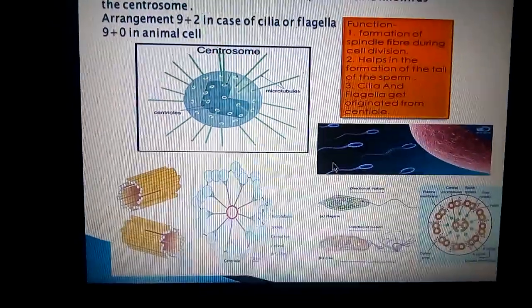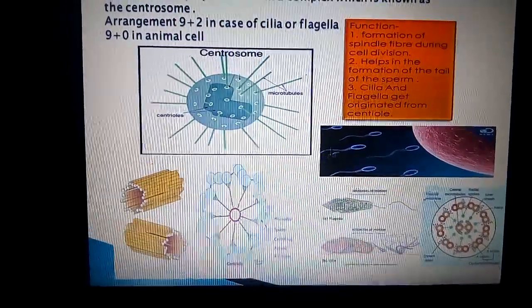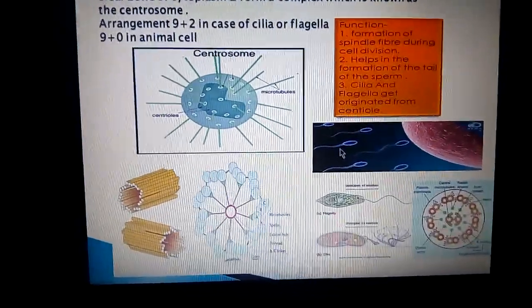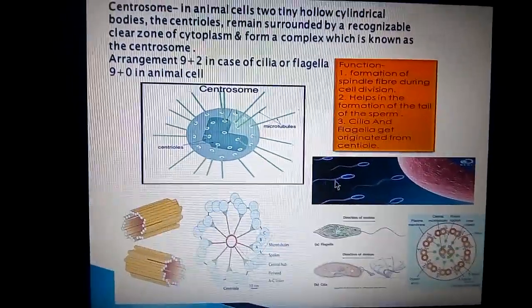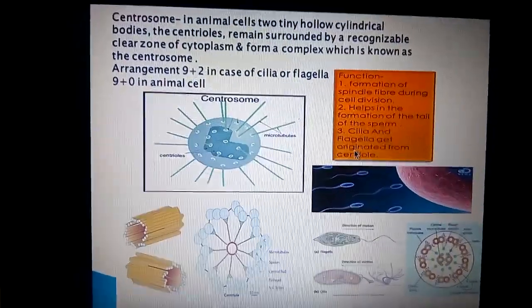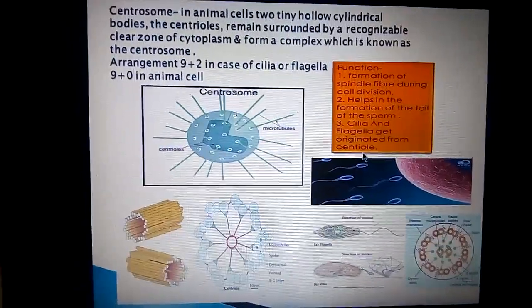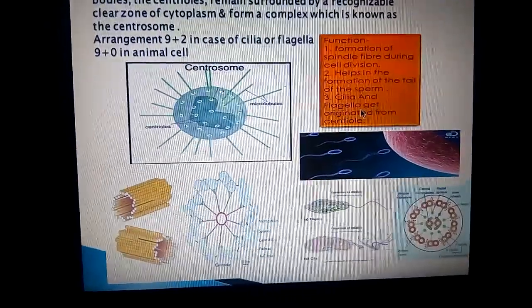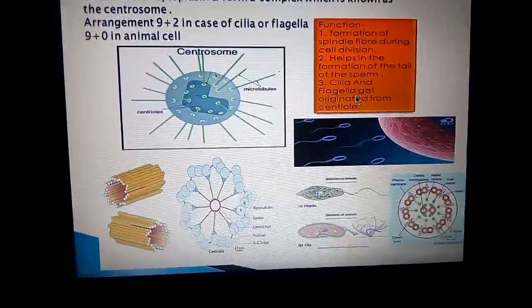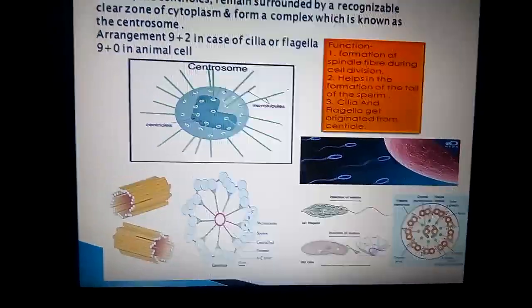This is the diagram of a sperm. This is the head portion and this part is the tail portion. The centriole portion also helps in the formation of the tail of the sperm. Now, cilia and flagella get originated from the centriole. The centriole from which cilia or flagella get their origin is known as the basal body or blepharoblast.